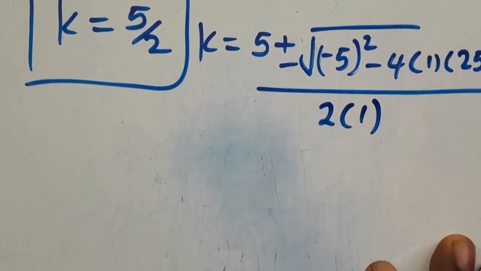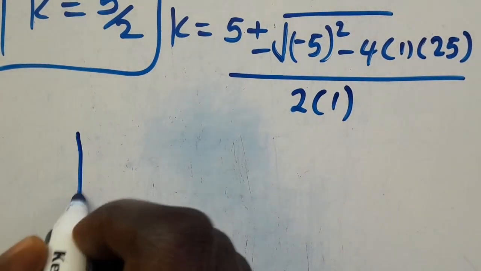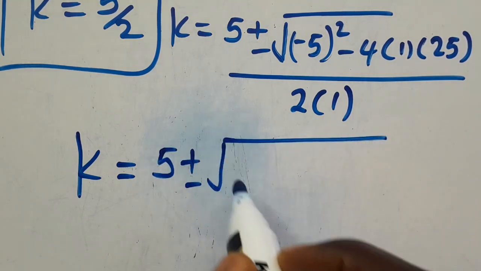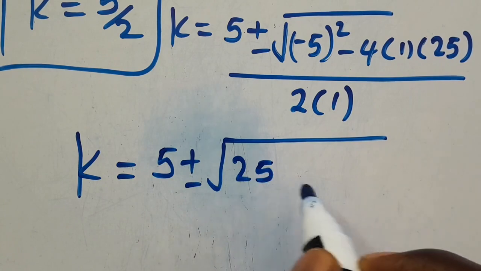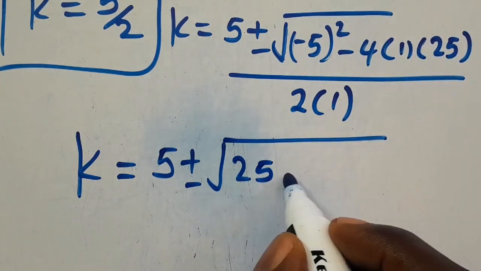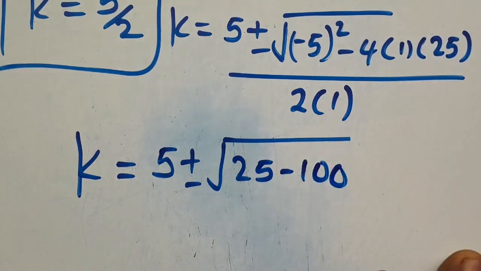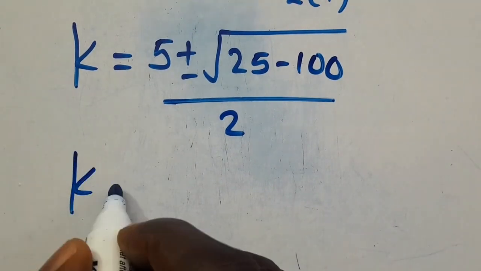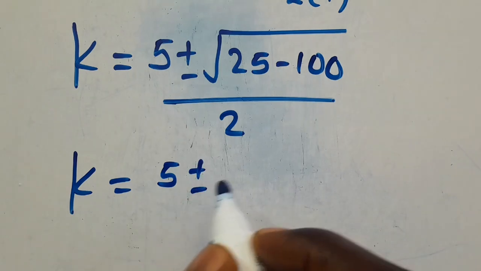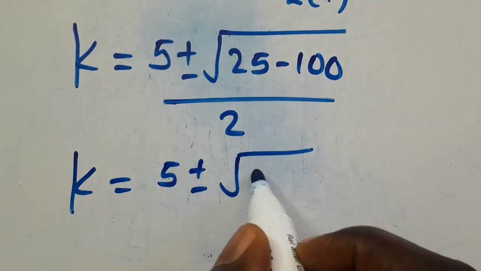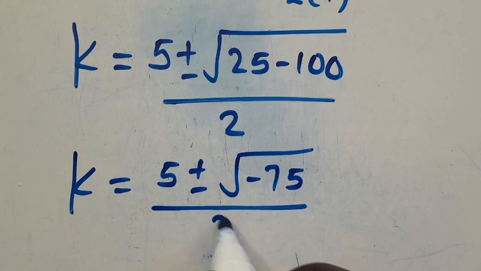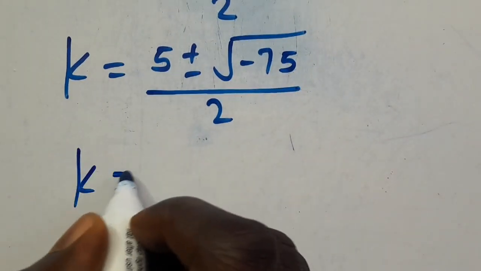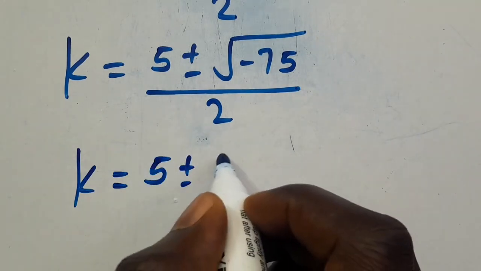Then from here we have k equals 5, positive or negative, roots of 25. This times this will be minus 100, divided by 2. K will be equals 5, positive or negative. We have here to be minus 75 divided by 2. So we have k equals 5, positive or negative.